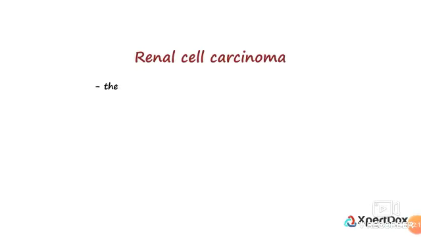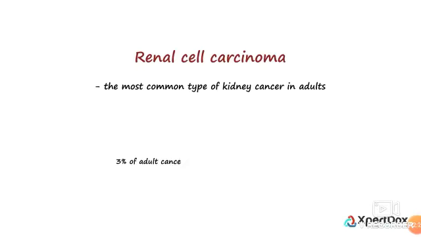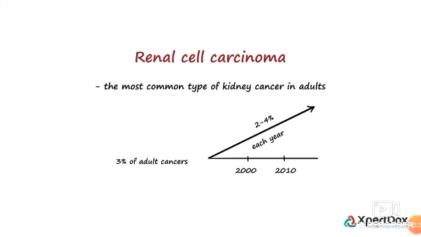Renal cell carcinoma is the most common type of kidney cancer in adults. It accounts for approximately 3% of adult cancers, and the incidence has risen steadily by about 2 to 4% each year in the past few decades.